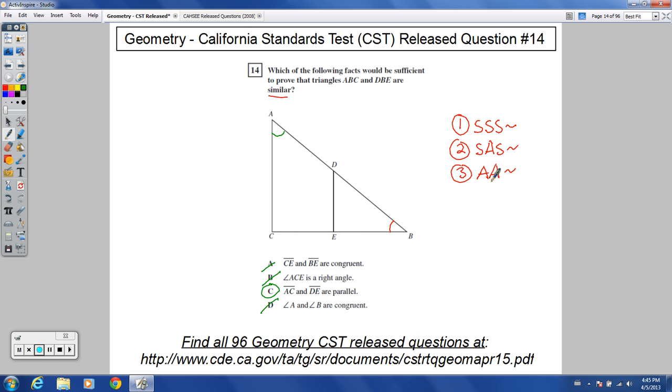So based on angle, angle, since all the angles matched up here with all the angles here in choice C when we did that one, choice C is the correct response.